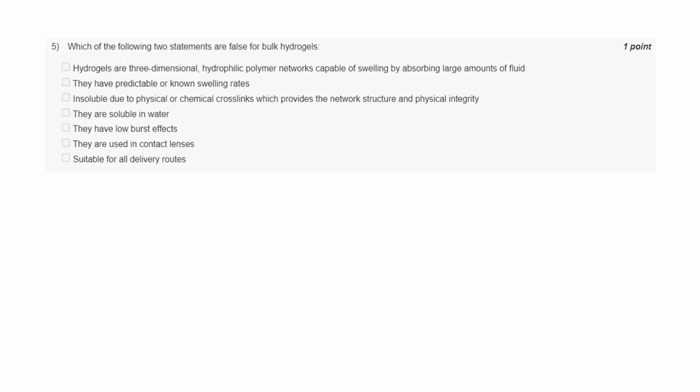Option 4 and option 7, ma'am. Both of you at once, or one by one? Suitable for all delivery routes. Okay, that is one answer. Anybody else? They are soluble in water. Okay, we have two options. Anyone else wants to give a try?